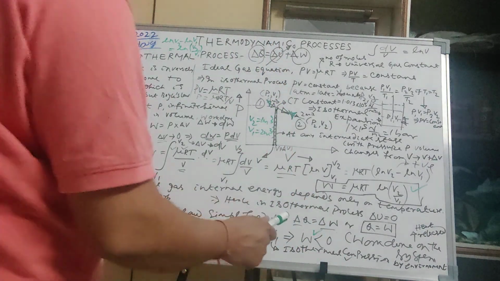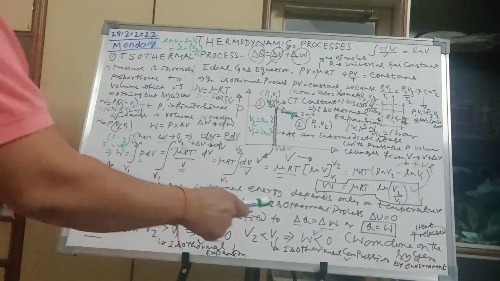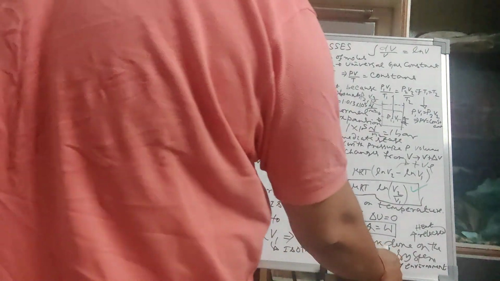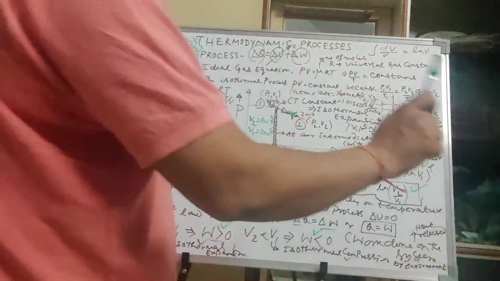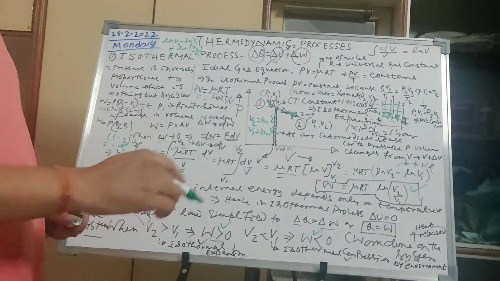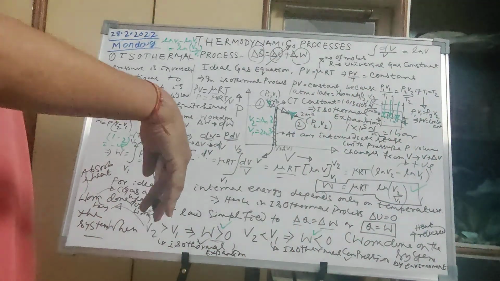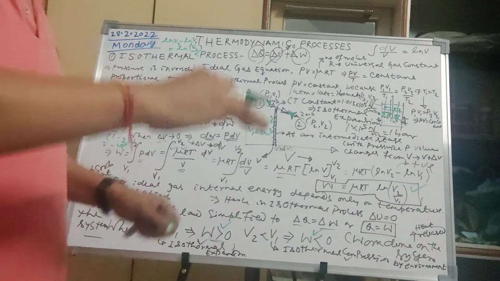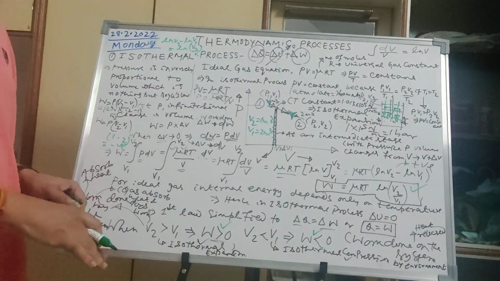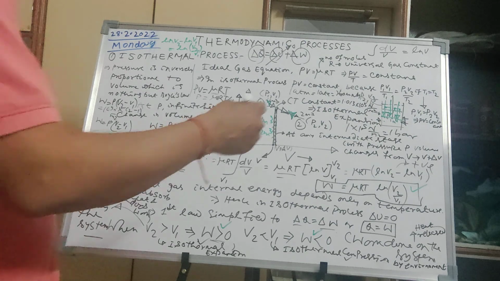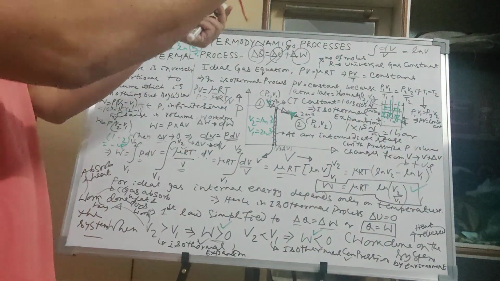So in isothermal compression, work is done on the system by the environment. This is my system, it is getting compressed, so somebody is doing some work. Suppose you put some weight on this system. That means work is done on the system by the environment. But in expansion, work is done by the system on the environment.